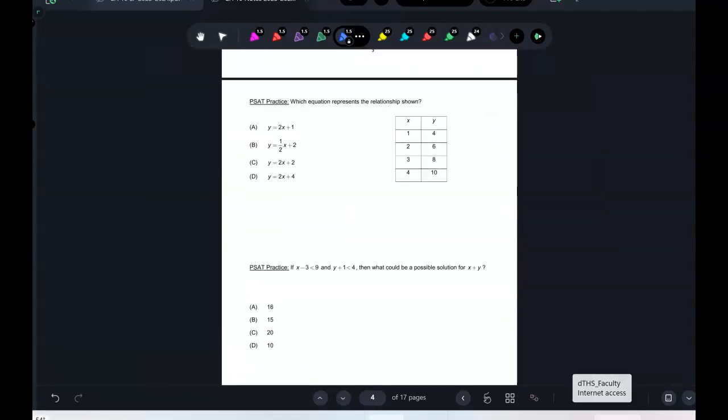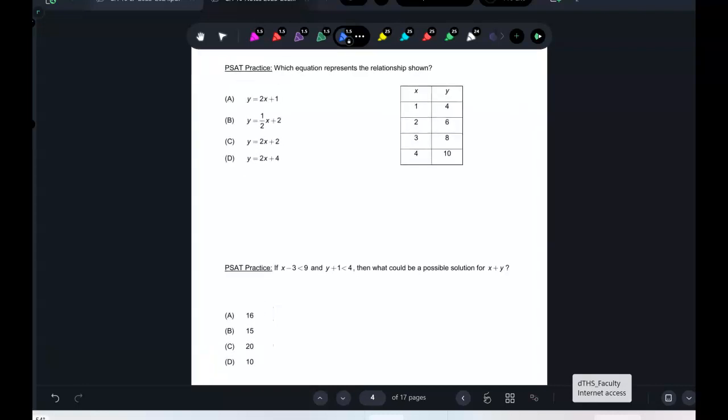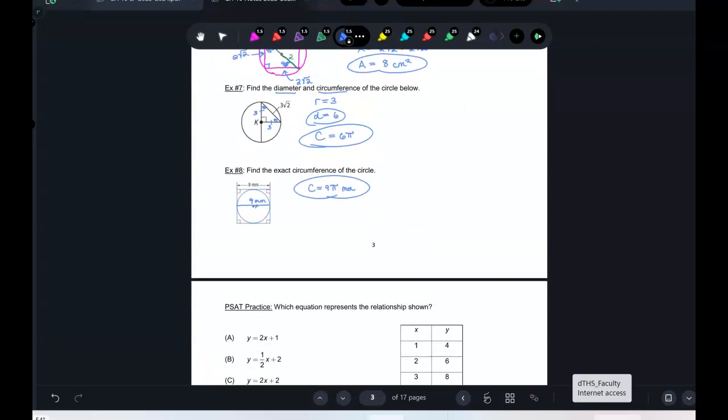I threw in a couple of PSAT questions. While I'm getting your homework ready, you guys can try these. Still not done. Oh, these are fast. Can you go up a little bit? Okay, we're good. Let's see if we can get these two PSAT questions.